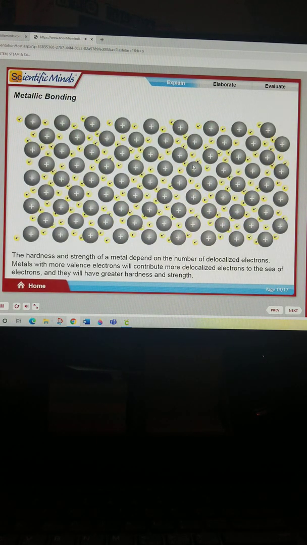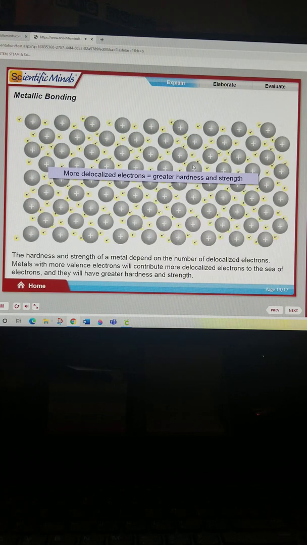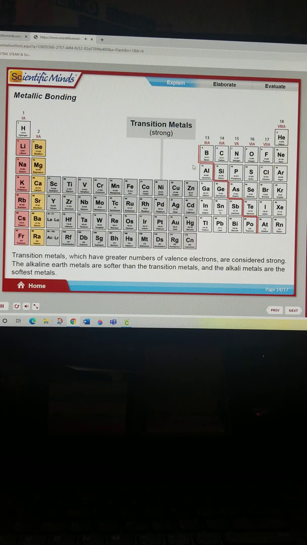The hardness and strength of a metal depend on the number of delocalized electrons. Metals with more valence electrons will contribute more delocalized electrons to the sea of electrons, and they will have greater hardness and strength. Transition metals, which have greater numbers of valence electrons, are considered strong. The alkaline earth metals are softer than the transition metals, and the alkali metals are the softest metals.